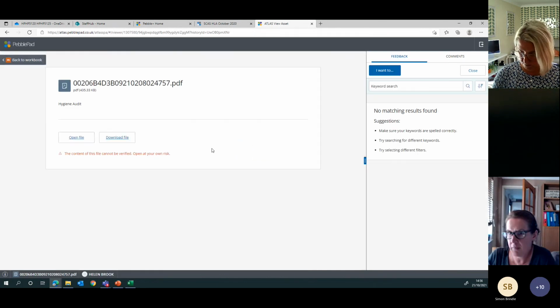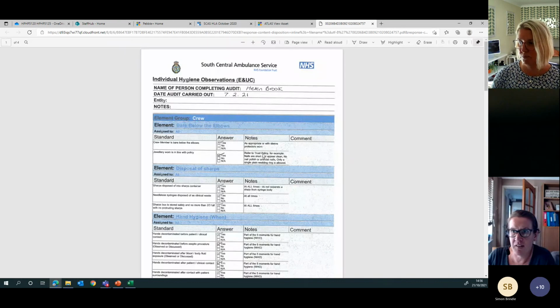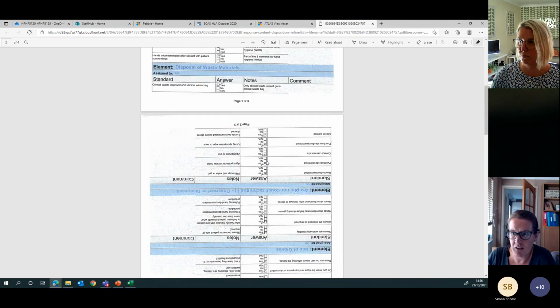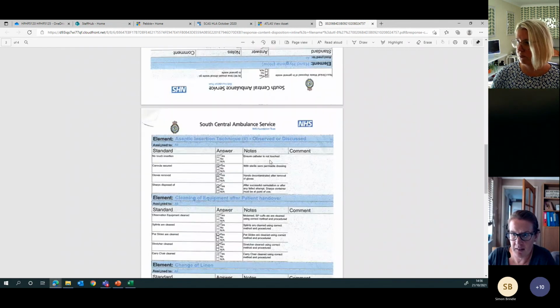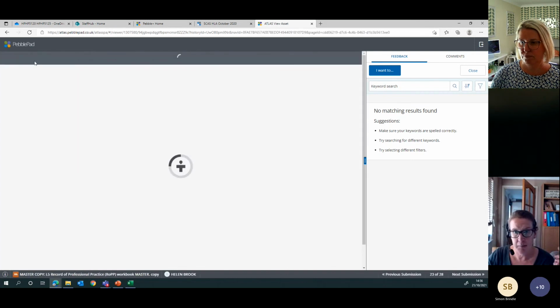And then this one here was the individual hygiene observations, the audits that we have to do as well. So that was another way that she is proving competence against that skill. So there are all different ways that the students can evidence. That is a few different examples of competency. So it's not always that they have to write up how that job's gone. They can use that template.